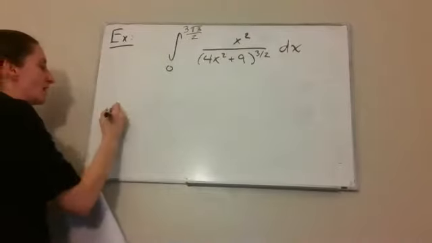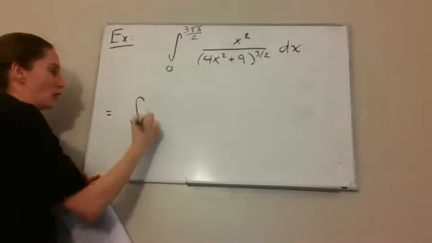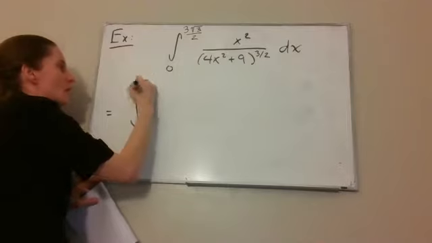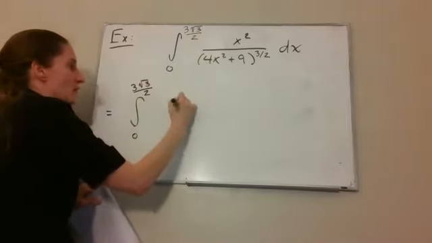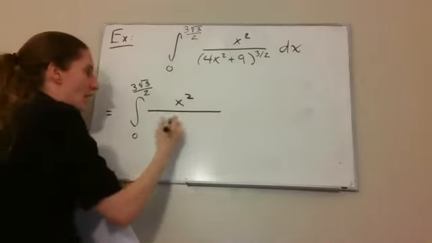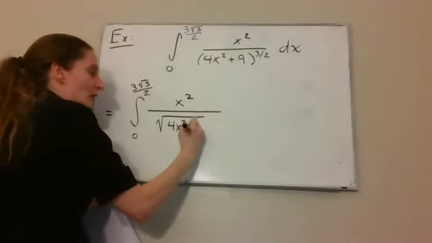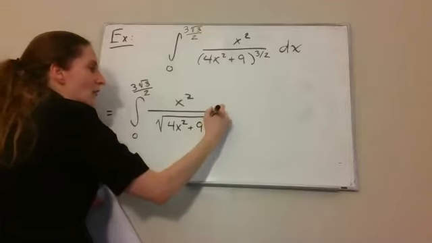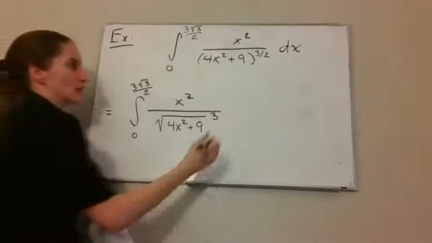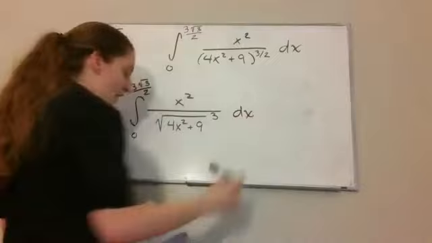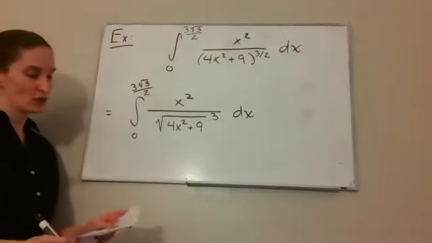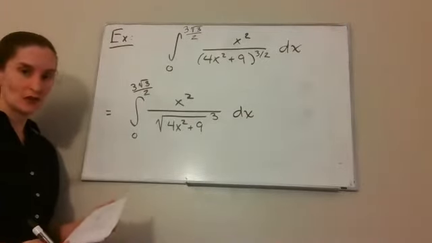So I'm going to rewrite this first so it looks like what we're a little more used to when trying to set up our triangle. I have an x squared on top. I have a square root of 4x squared plus 9, and that square root is to the 3rd power dx. And now we're ready to set up our triangle for our trig substitution.